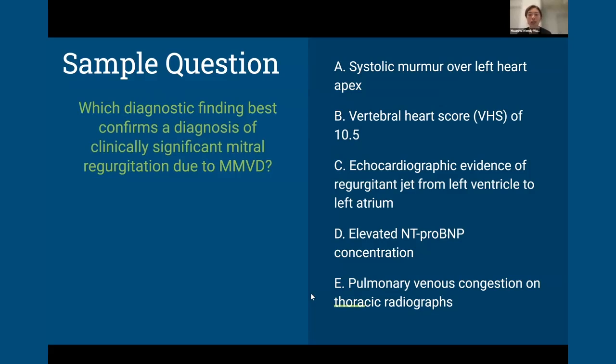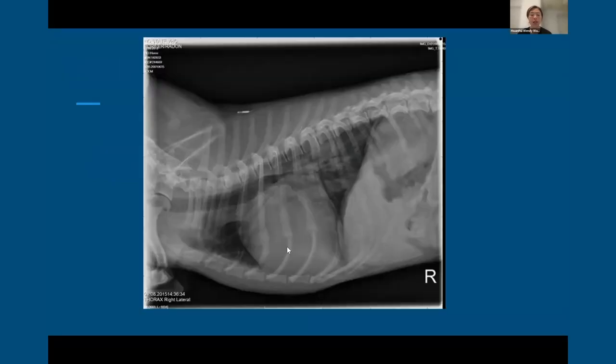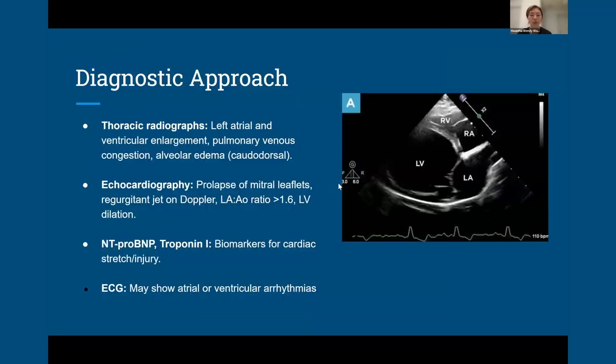I'm going to go back to this really quickly. So that's the echocardiogram. And then this is the diagnostic approach, as I was just mentioning. Sorry, I was not very clear with the thoracic radiograph.